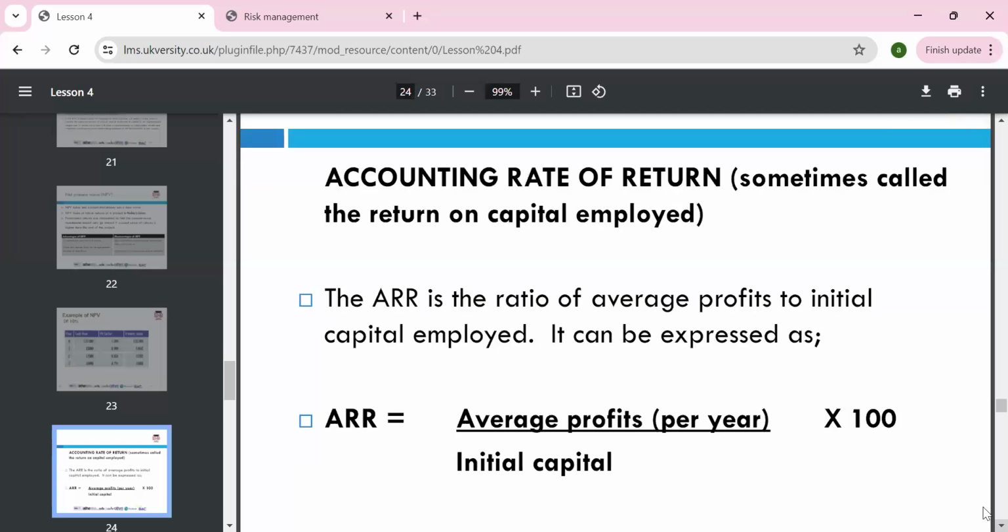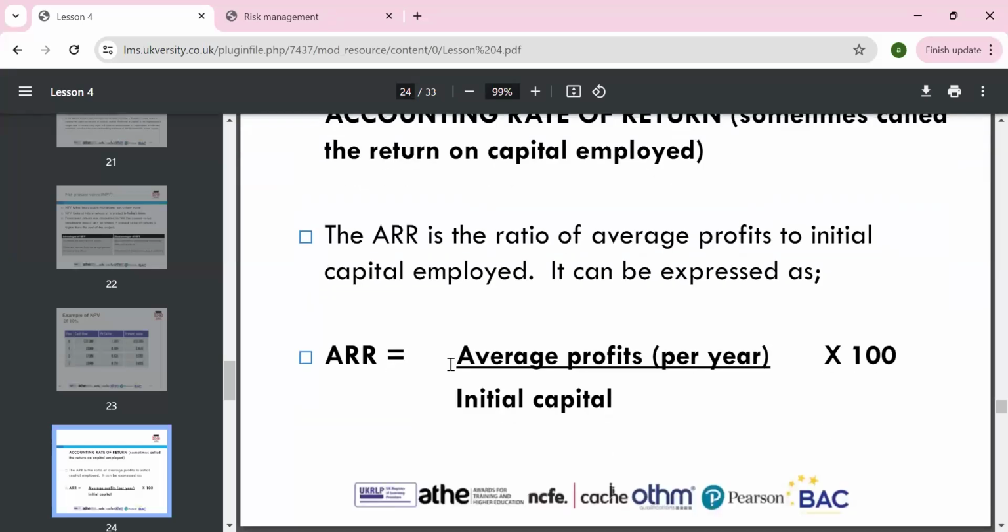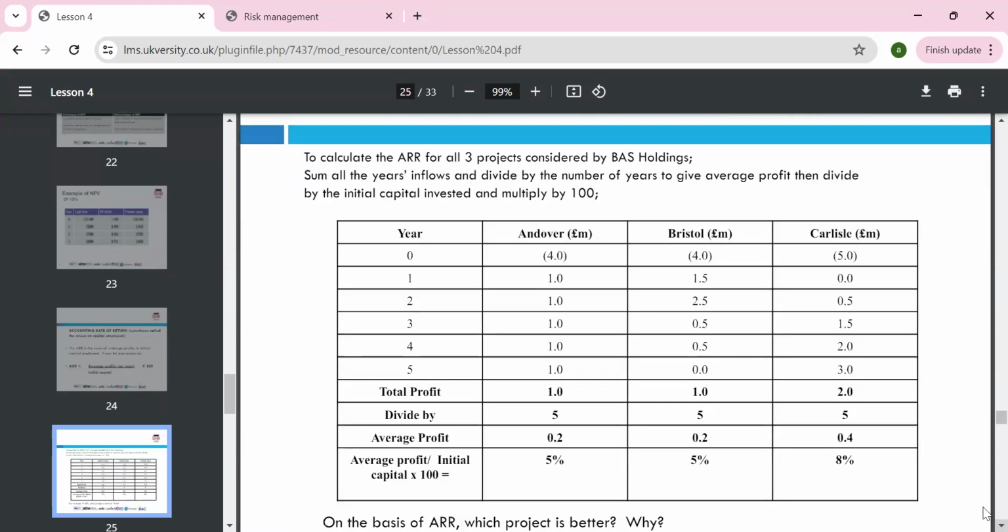ARR is called the average rate of return, which is based on the average profit divided by the initial investment. That is another investment appraisal method we can calculate. We have three projects: Handover, Bristol and Carlisle. We invest 4 million, but in 5 years we're getting 5 million. So 5 minus 4 is 1 million profit, but that profit came over 5 years. So 1 divided by 5, average profit is 0.2 million per year. 0.2 divided by 4 times 100 gives an average return of 5%, and for this other project it's 8%.